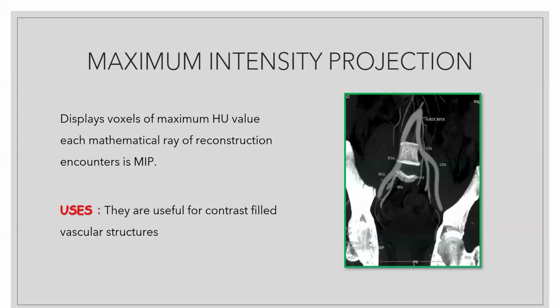And coming to maximum intensity projection, it displays voxels of maximum Hounsfield unit value that each mathematical ray of a reconstruction encounters. It is called maximum intensity projection and it is the opposite for MinIP. In MinIP, the display voxels of minimum Hounsfield unit value of each mathematical ray of a reconstruction is known as MinIP. Here, maximum intensity projection is used for contrast-filled vascular structures, whereas MinIP is used for air-filled structures, like to see the cochlea and cochlear bones, everything we use MinIP for.